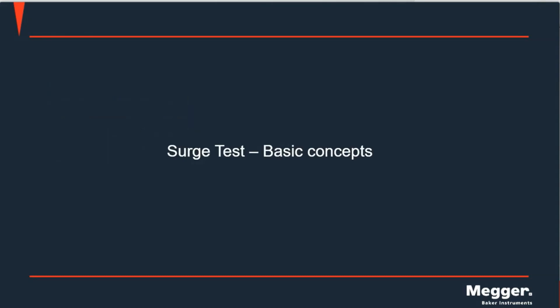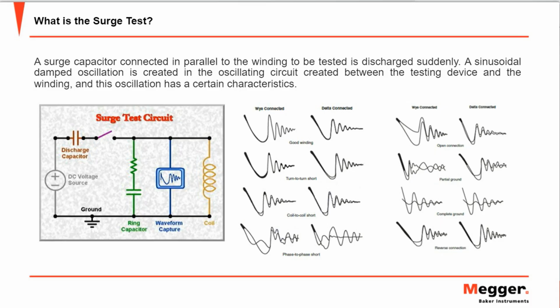So we are going to start with the basic concepts. So what is a surge test? We are doing the surge test in order to identify weak insulation or problems about the insulation of the windings. So a surge capacitor is connected in parallel to the winding that we are going to test. So we are going to have a sinusoidal oscillation through the winding, and we are going to create a waveform on the screen of the test.